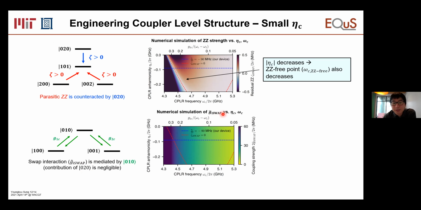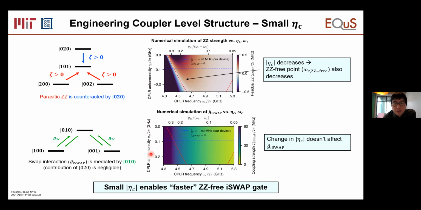So here's a numerical simulation that shows this iSWAP interaction strength as a function of the coupler anharmonicity and coupler frequency. And you can notice that the change in coupler anharmonicity doesn't affect the swap interaction strength. So these two observations draw the conclusion that having a small coupler anharmonicity enables the ZZ cancellation at the lower coupler frequency, which has stronger iSWAP. Therefore, we can make a faster ZZ-free iSWAP gate by having this small coupler anharmonicity.